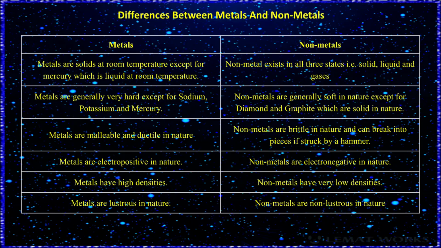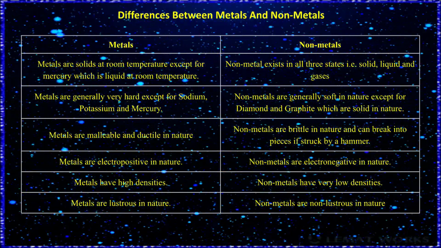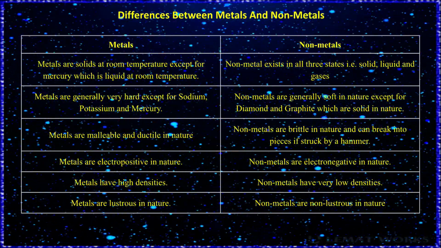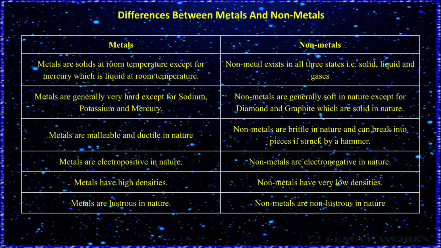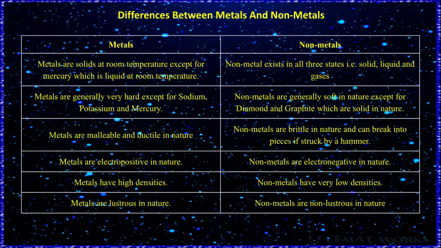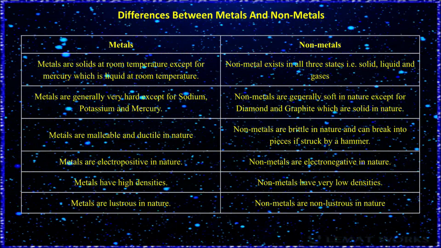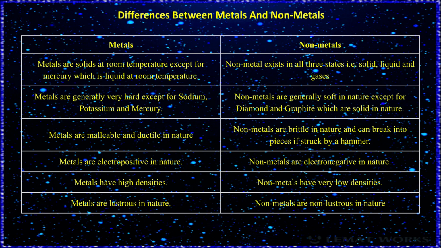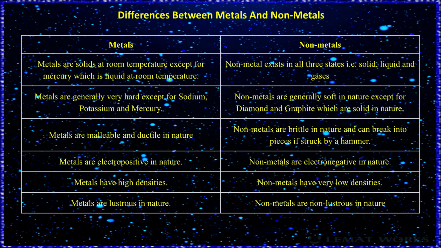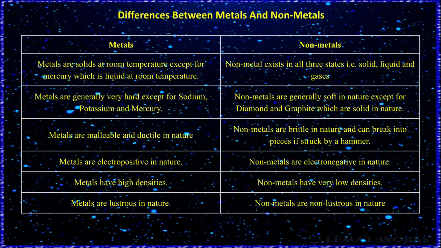Then coming to the metals, metals are generally very hard except for sodium, potassium and mercury. Non-metals are generally soft in nature except diamond and graphite, which are hard in nature. Metals are malleable and ductile in nature. Non-metals are brittle in nature and can break into pieces if struck by a hammer.